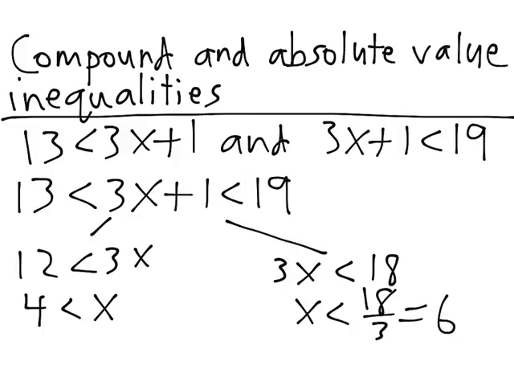Now, since these two inequalities are joined by an AND statement, the actual values of x that solve it have to satisfy both of the inequalities we got. So we need 4 is less than x, and x is less than 6.